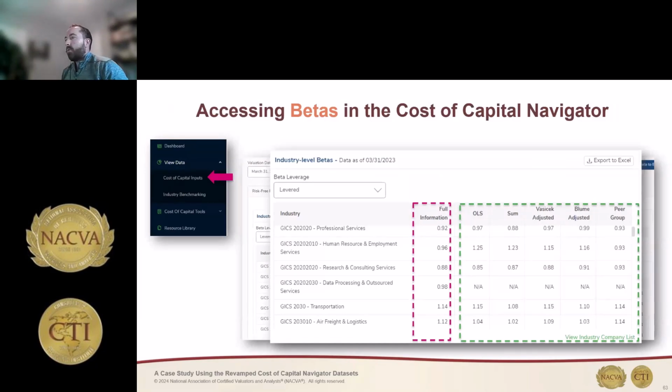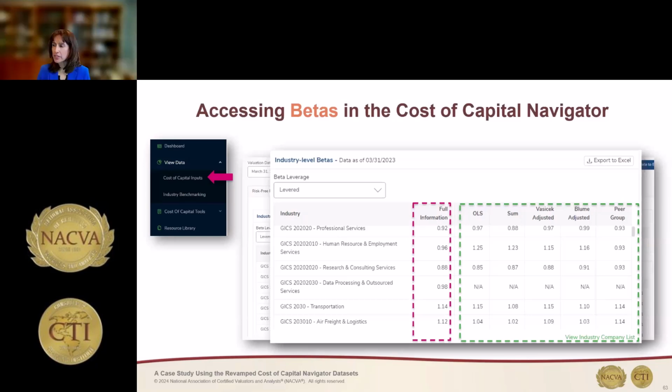So back to the data table here. Again, we're looking at a lot of different numbers, a lot of different beta types. Kevin, just a little pause on the GICS, because I think some people still don't know the GICS. It's a great question. It means Global Industry Classification System.